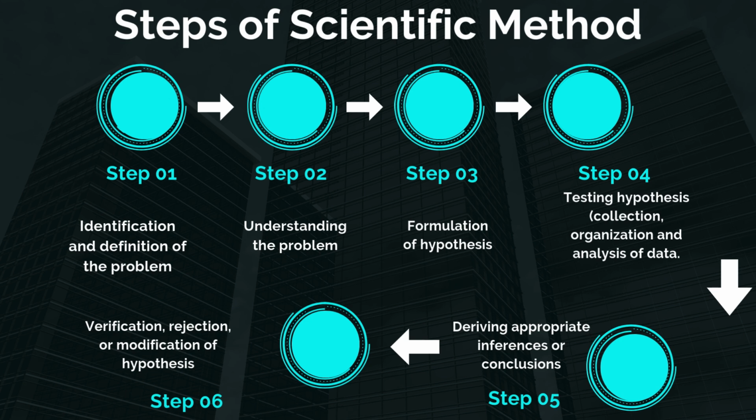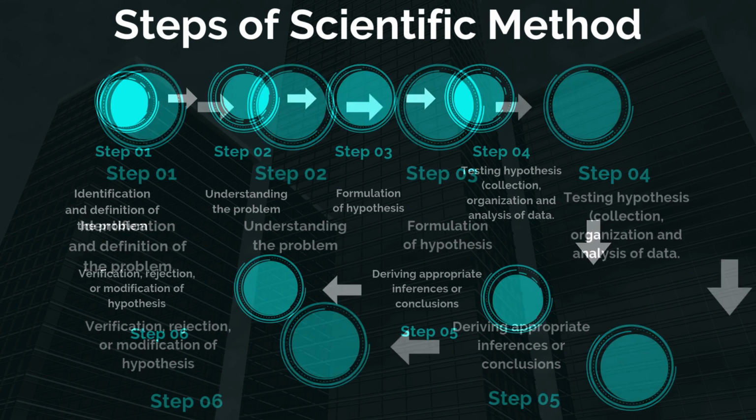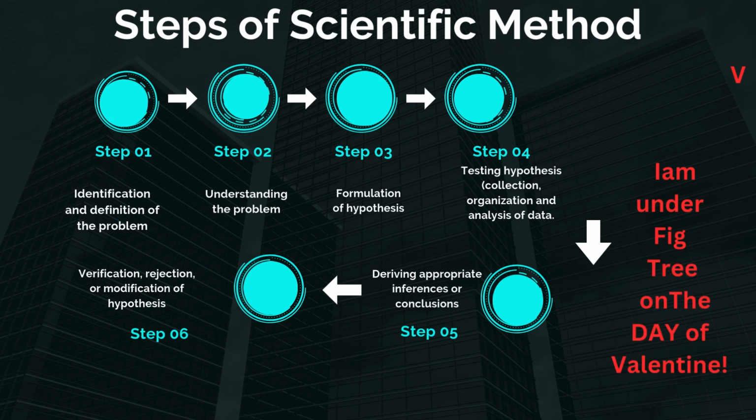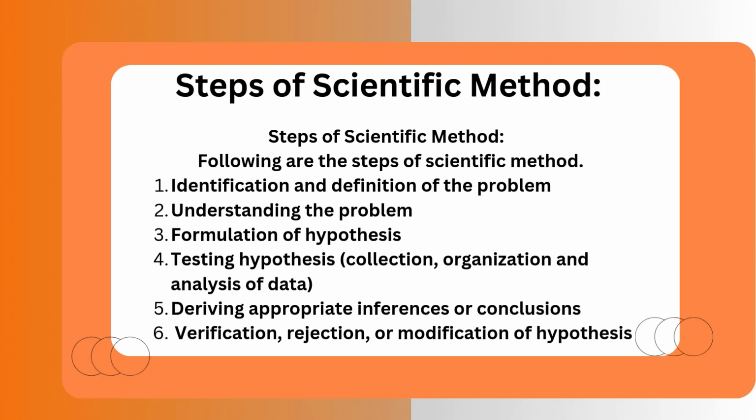So now for easy remembering, let's take each letter from each step's initial word, like I took I, U, F, T, D, V. I is for identification, U for understanding, F for formulation, T for testing, D for deriving, V for verification. So now let's make a funny sentence with these letters so that we can remember these steps. So I made: I am under fig tree on the day of Valentine. So this one you can save.